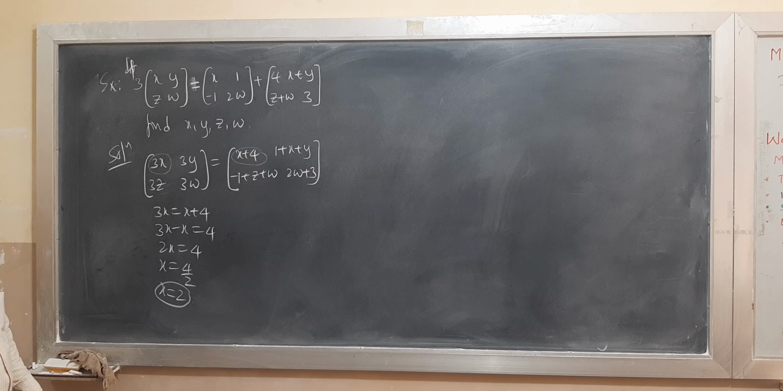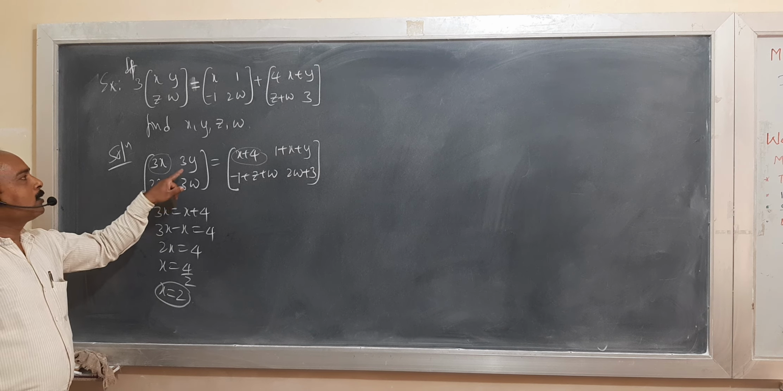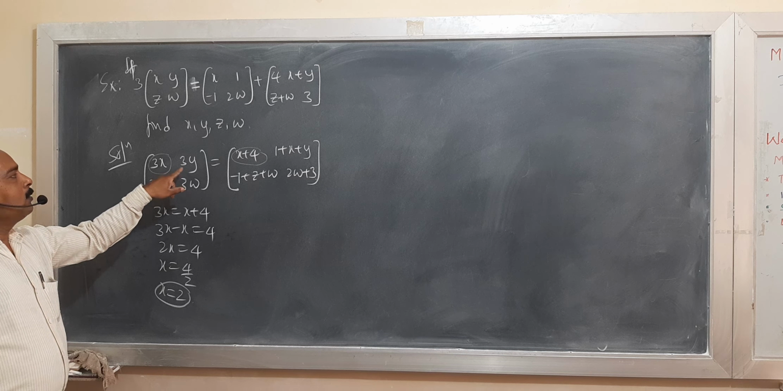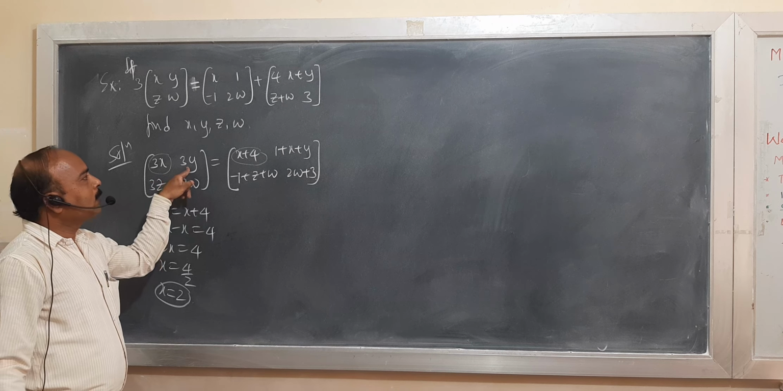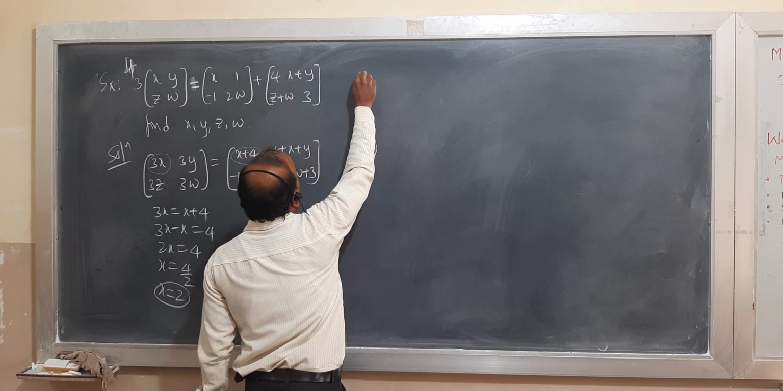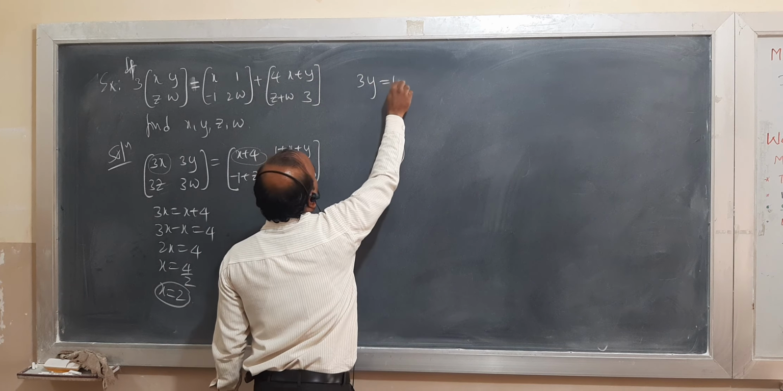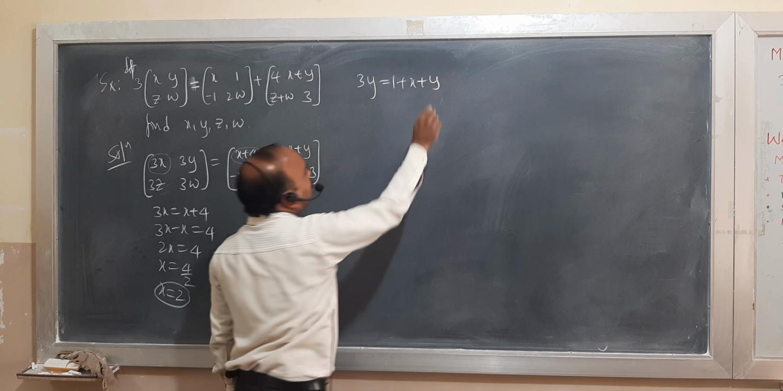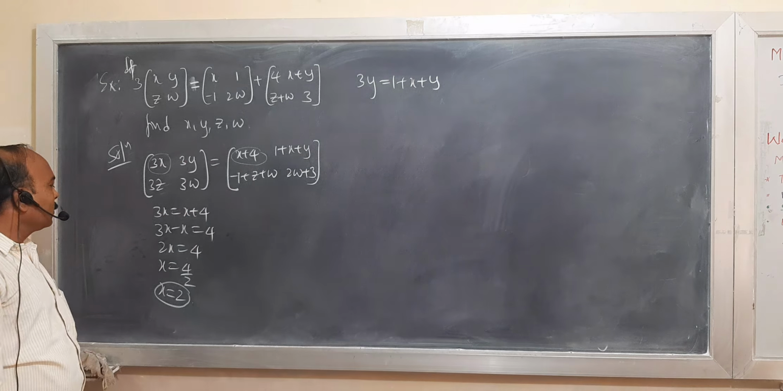Next we go for another value. For that you take equality of the second element, that is 3y equal to 1 plus x plus y. Now by equating the second element we get 3y equal to 1 plus x plus y. Now you substitute the value of x.